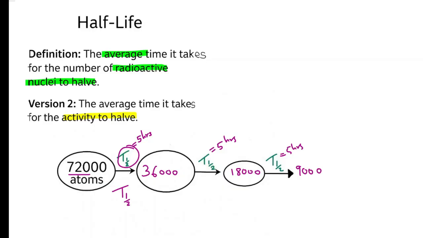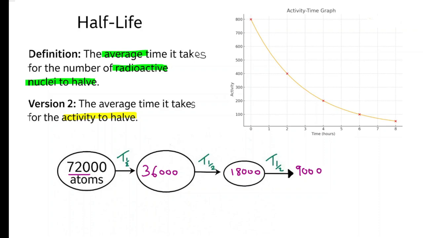Now here you can see how the activity changes with time on a graph. Let's look at some of the numbers on this graph. You can see this is 800 here. So half-life is the time it takes for the activity or number of nuclei to halve. So what's half of 800? 400. Now you go to the right and you come down, and what's the time? It takes 2 hours. So I can see the half-life here is 2 hours.